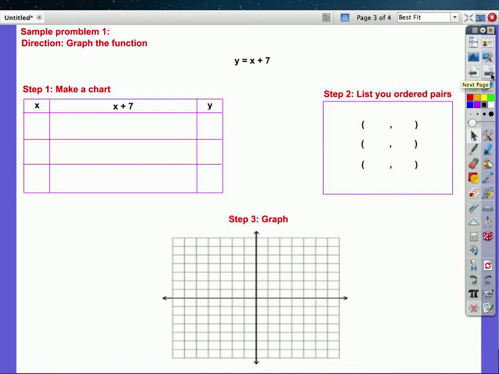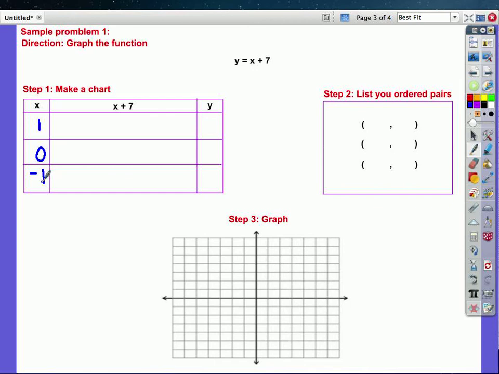Our step one problem, direction state, graph the function. Here we have an equation, y equals x plus 7. Step one, we're going to make a chart. So we're trying to determine what our y value is. So it says that y is equal to x plus 7. Now we're just going to use some common numbers that Ms. Matheny advised you all to use in class, which were 1, 0, and negative 1. Those are going to be our x values. We're going to substitute those values for x, and we're going to solve for our y.